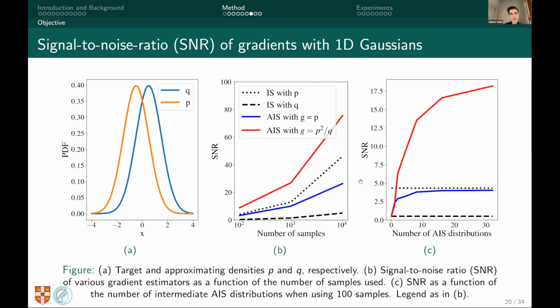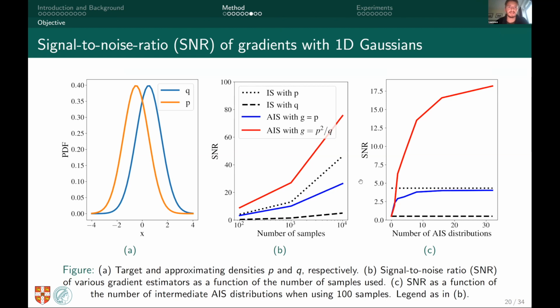Can you first explain what signal to noise ratio is? Yeah, so it's going to be the empirical mean of the gradient, which is the signal, divided by the standard deviation of the gradient, which is the noise. So given this fixed P and fixed Q, if we estimate the gradient with respect to, I think, the mean of Q here, how noisy is that gradient? How much does it vary around the mean?